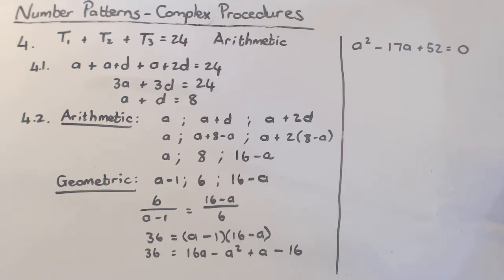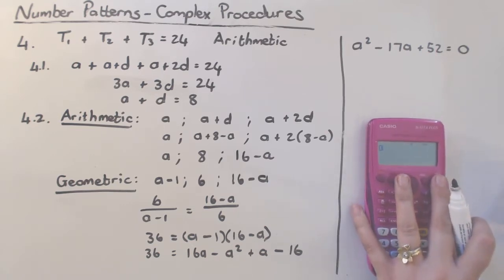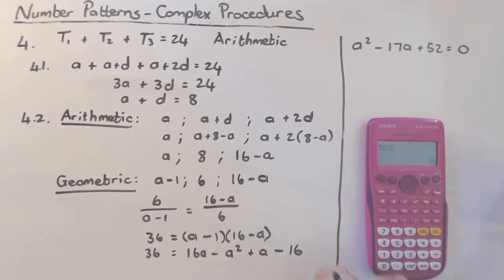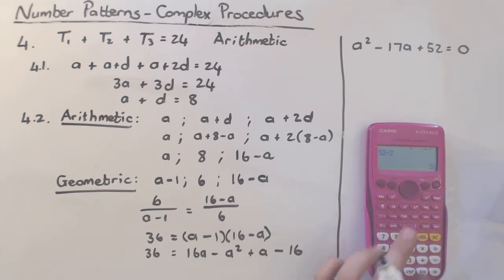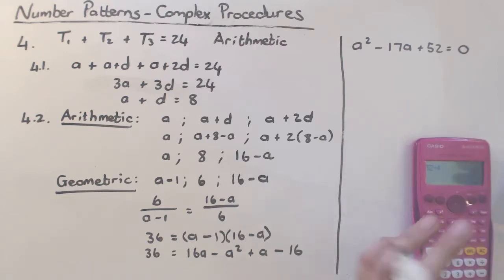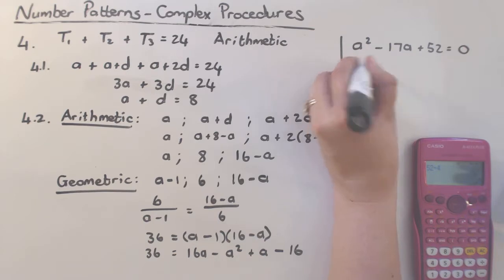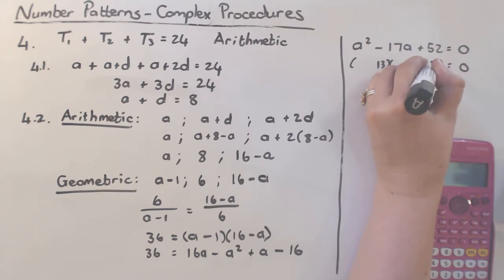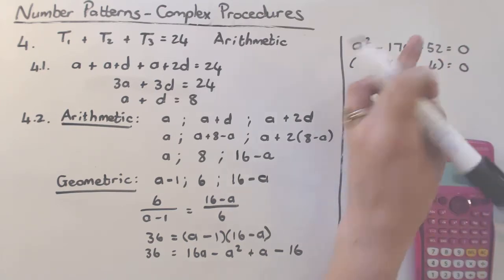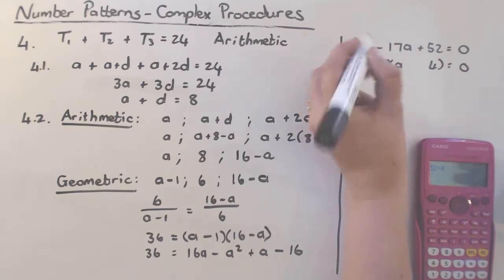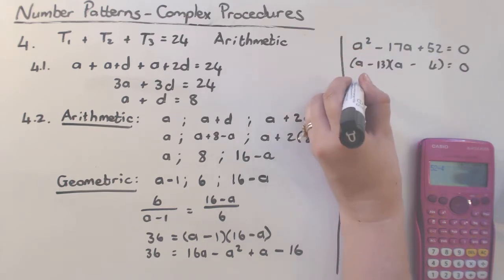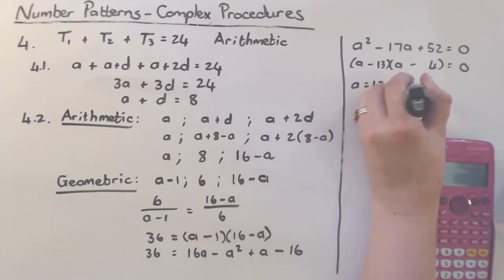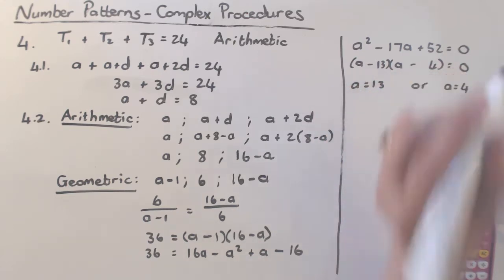All right, let me see if I can maybe factorize this. 52 divided by 2 is 26, plus 2 is not going to work. Let me see if I can divide this by 4, 13. Yes. Okay. So 52 is 13 times 4, and 13 plus 4 gives me 17. So I have that A is equal to 13 or A is equal to 4.